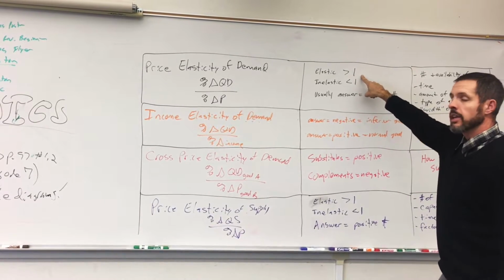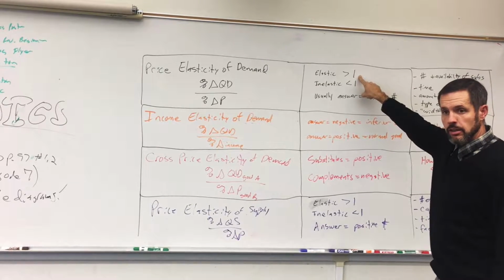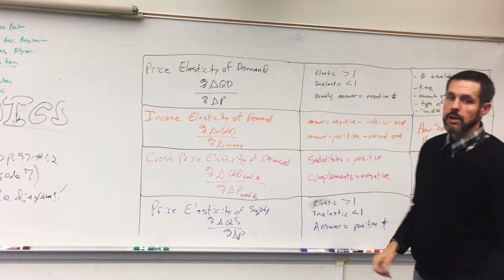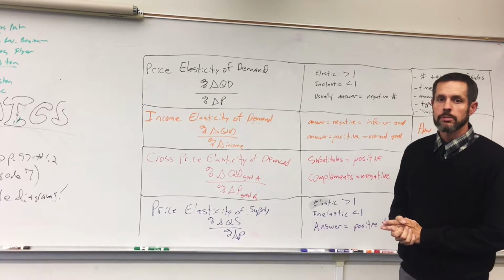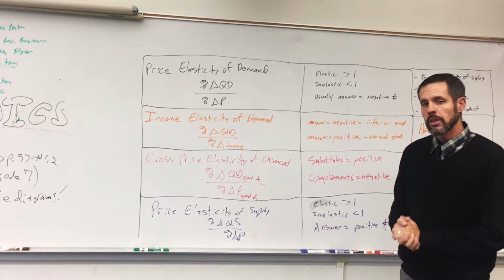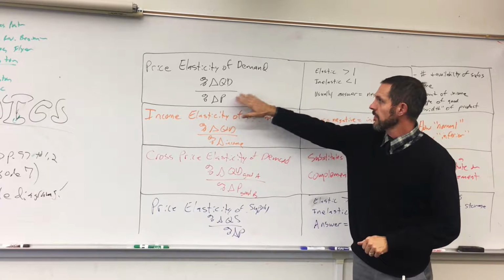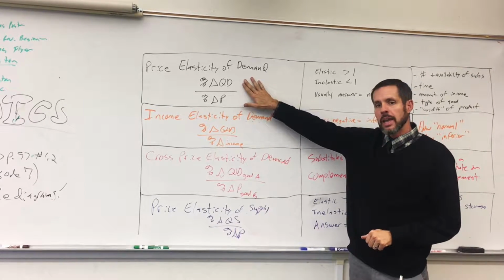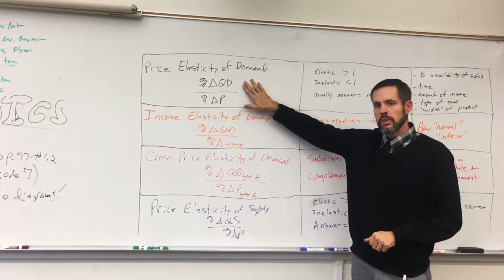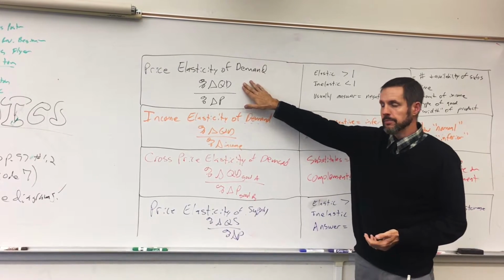If the number is greater than 1, we say that the demand for that good is price elastic. That means that in general, your quantity demanded is changing more than the price. So if we had price increase by 10%, that would mean the percent change quantity demanded would go down by more than 10%. That's what that is implying.